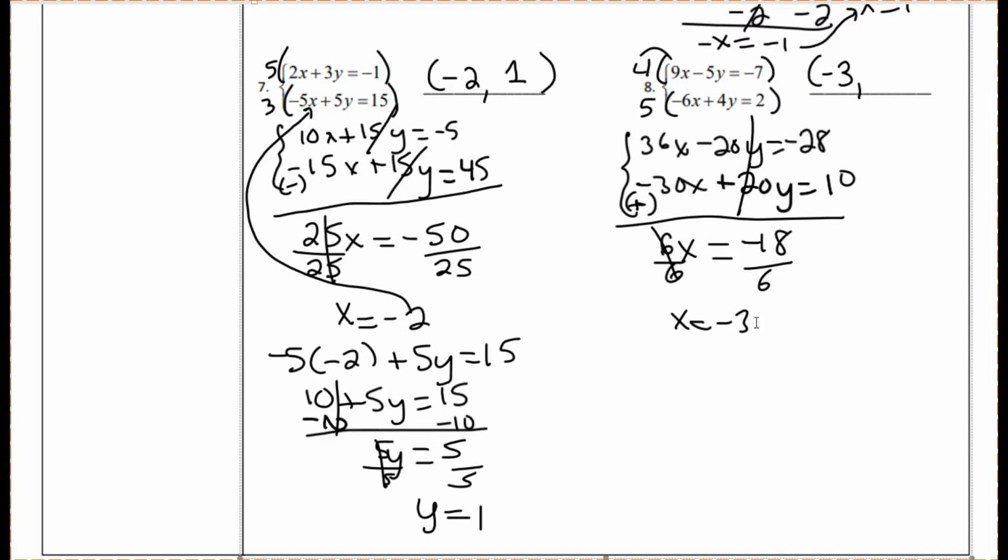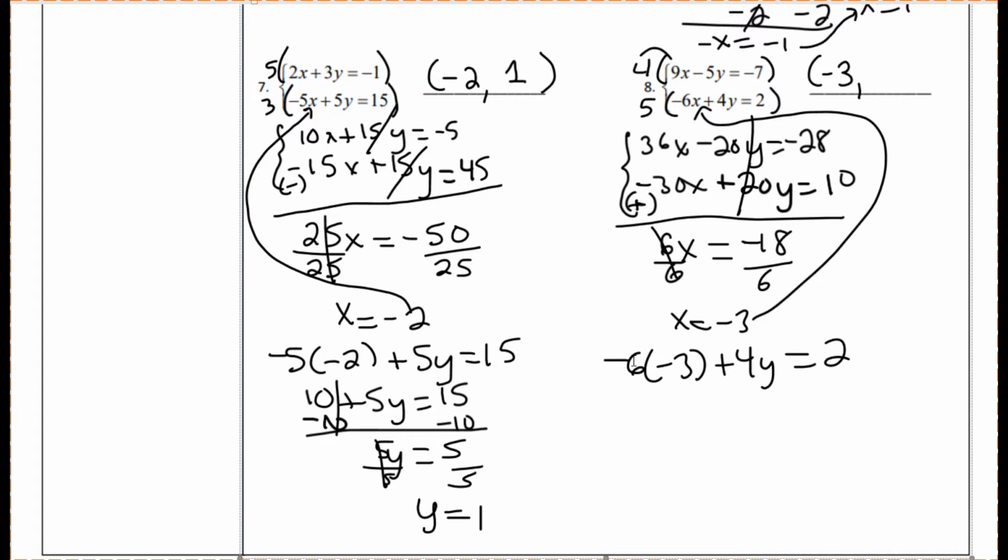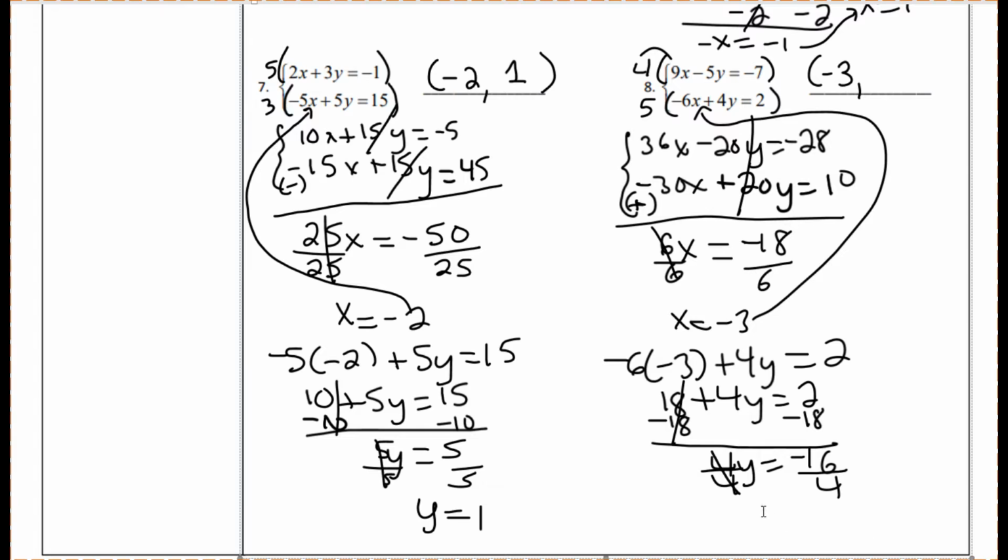Now we can plug in x is negative 3 into any one of the equations. I'm going to plug it into the bottom equation. So I get negative 6 times negative 3 plus 4y is equal to 2. Negative 6 times negative 3 is 18. Subtract 18 on both sides. So I got 4y equals negative 16, divide by 4 on both sides, and I get y is negative 4.